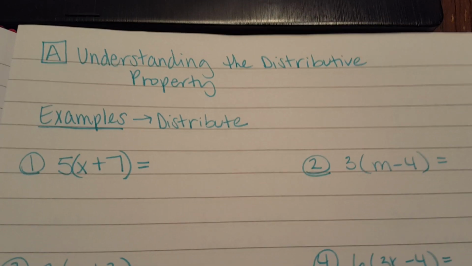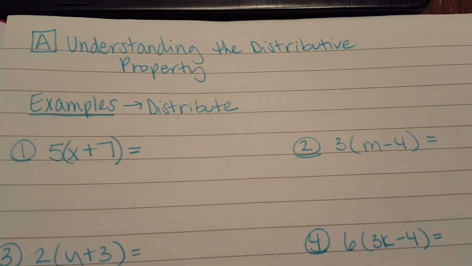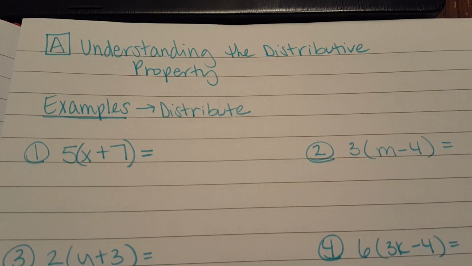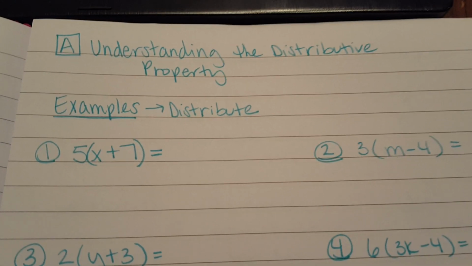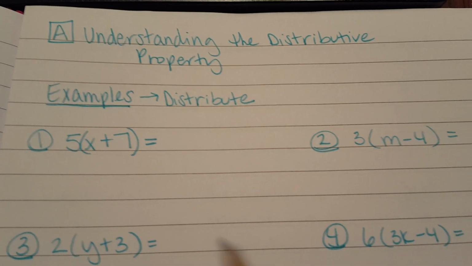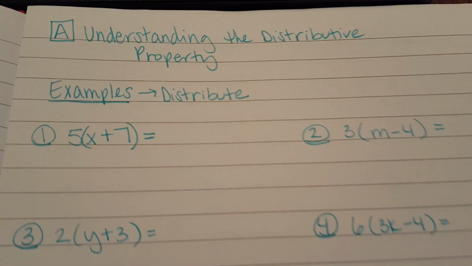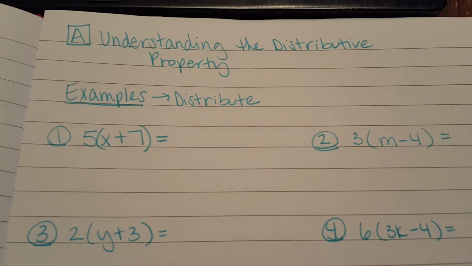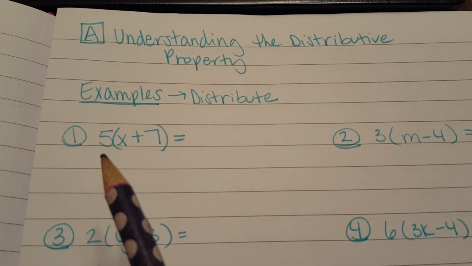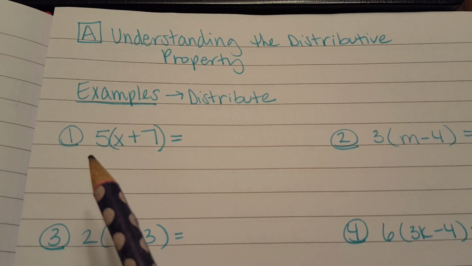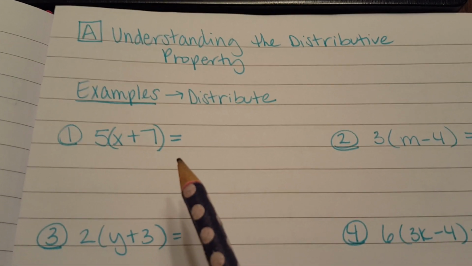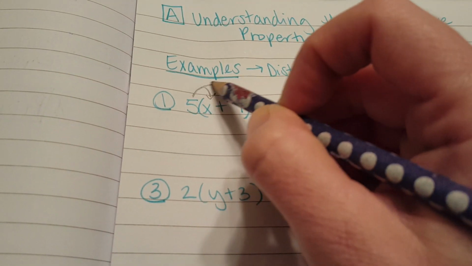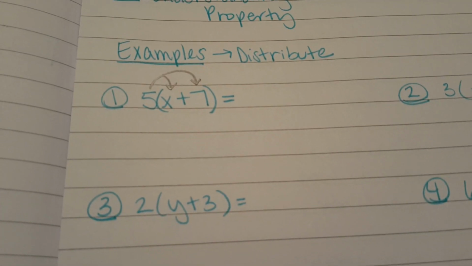Okay, so the main part of this lesson is understanding the distributive property. I labeled this with an A because this lesson is going to have several different pieces, and this is the part that I want you guys to start at. So your examples are going to say distribute, and you'll notice here that we have variables inside and not just numbers. So basically, if you were to have a problem like this, 5 times x plus 7, what you want to do is distribute that 5 to every term that's inside the parentheses.